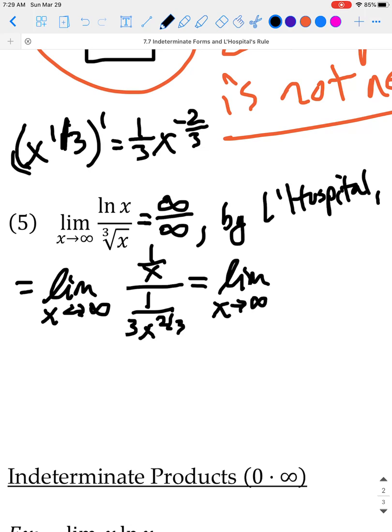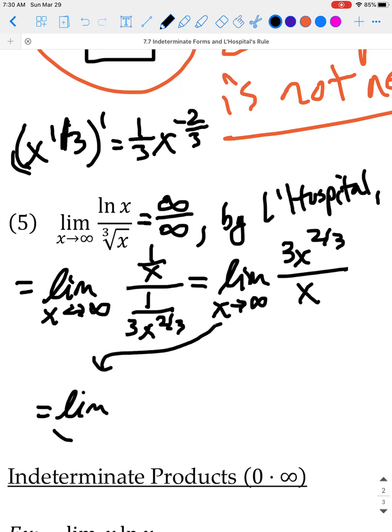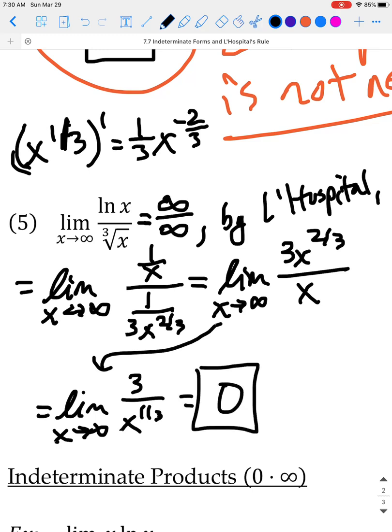So this is going to equal the limit as x goes to infinity, if I multiply by the reciprocal, of 3x to the 2/3 over x, which, scoot down here, is going to be the limit as x goes to infinity of 3 over x to the 1/3, which is clearly going to equal 0.